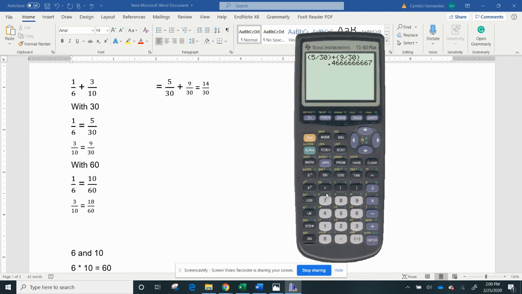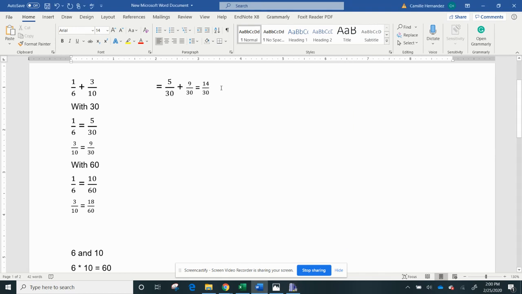So then what I'm going to do is hit math, and then I'm going to hit enter and enter. So look, it gave me 7/15. So 7/15 is the same as this fraction right here. It's just reduced for me, because if I divide the top by 2 and the bottom by 2, it reduced it. I didn't have to do anything different. The calculator did it for me. Okay. All right, so let's do the next one.